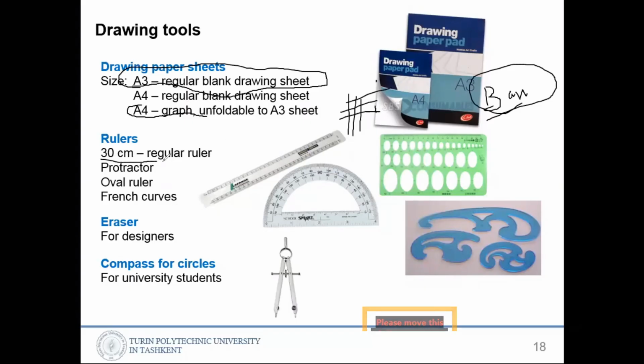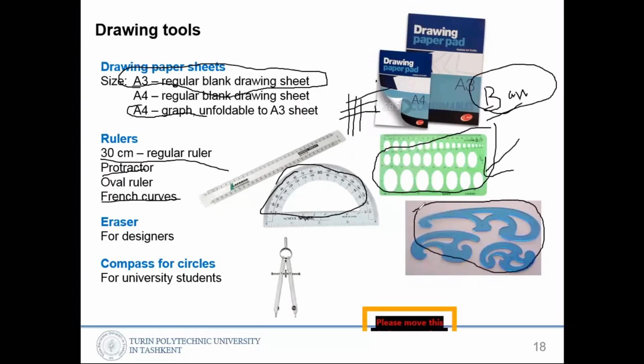And rulers, you need a ruler and a protractor like this. An oval ruler, if you can find one, is very good. If you cannot, no problem. French curves, this kind of curve you might need. And an eraser for designers, just find a good eraser, one for designers, artists, or engineers. Not a hard one, you need a soft one.